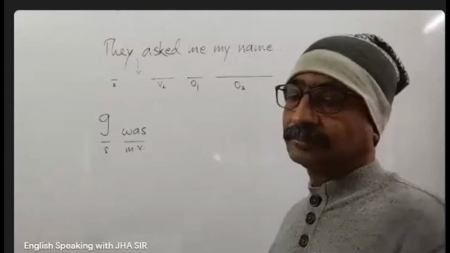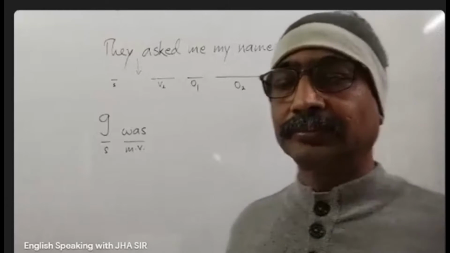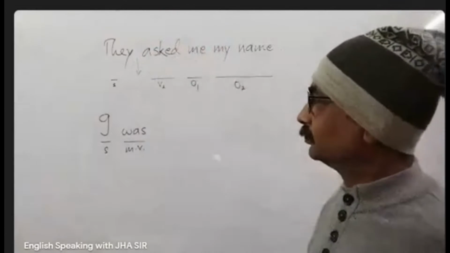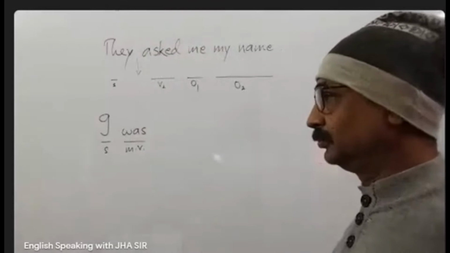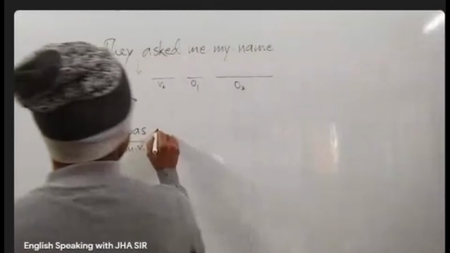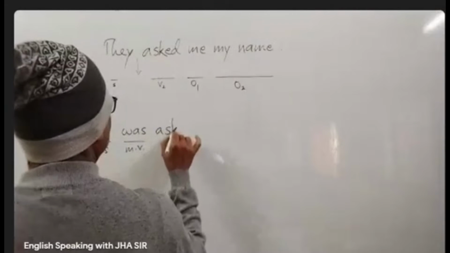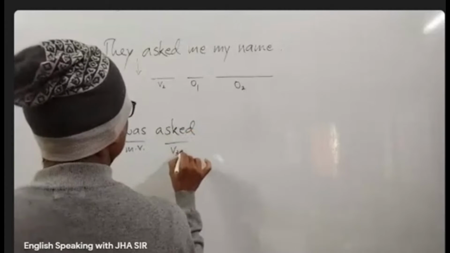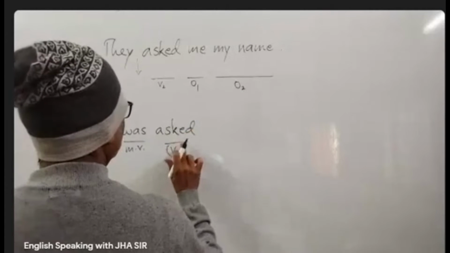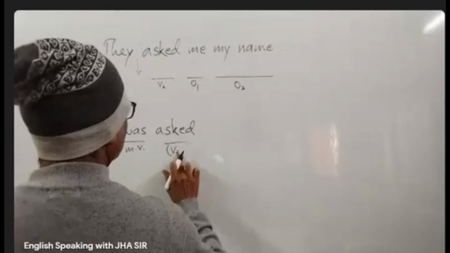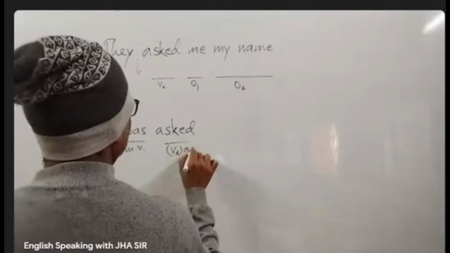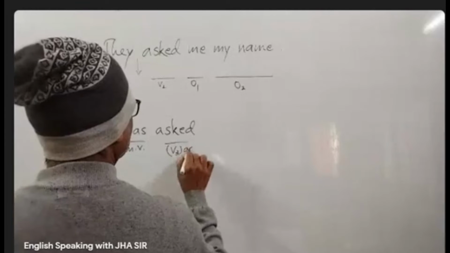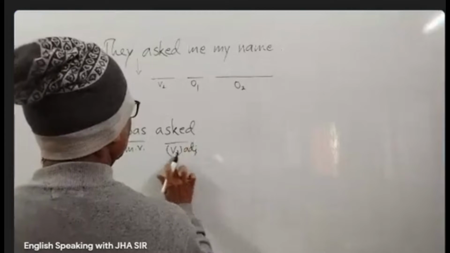Now we change the main verb. What is the main verb in the upper sentence? Asked is the main verb, and asked is the third form of ask. What is the last and fifth rule of passive voice, Aparna? Lastly, we change the subject into the object. Object into the subject.